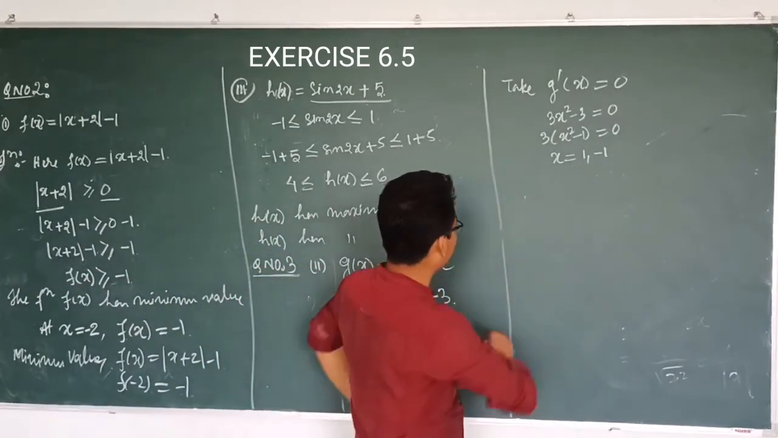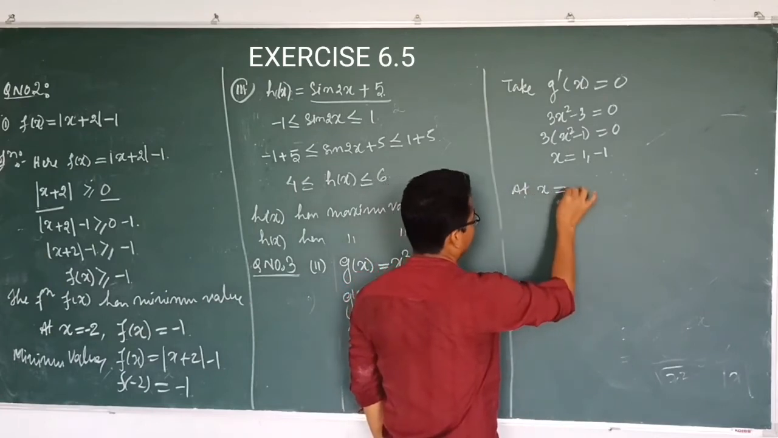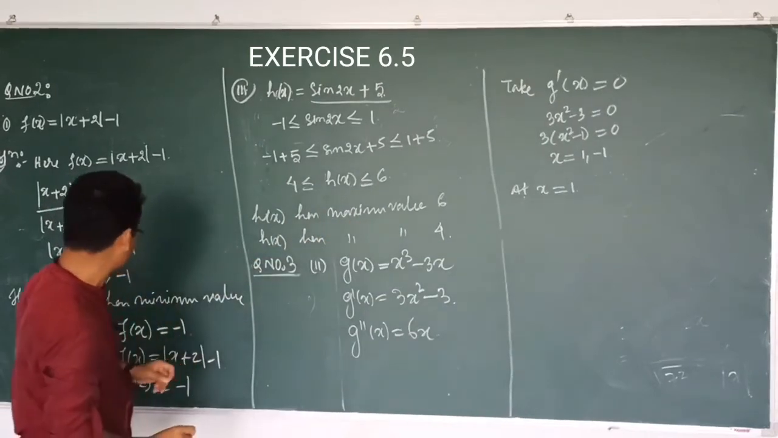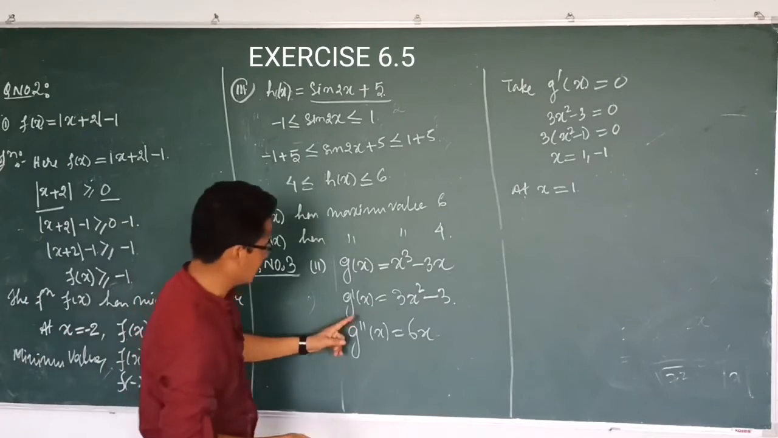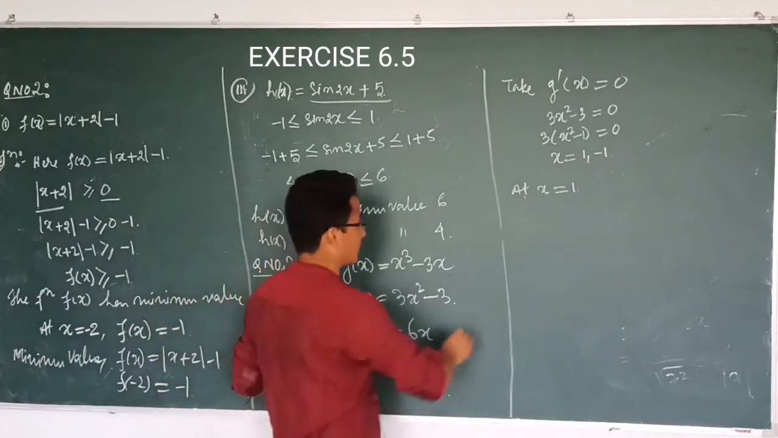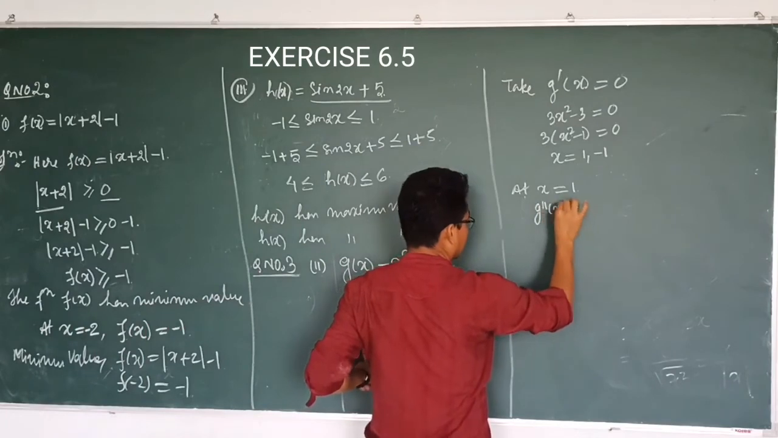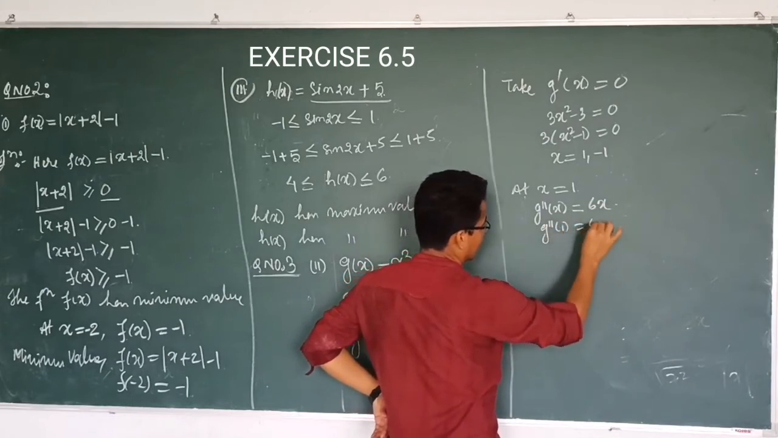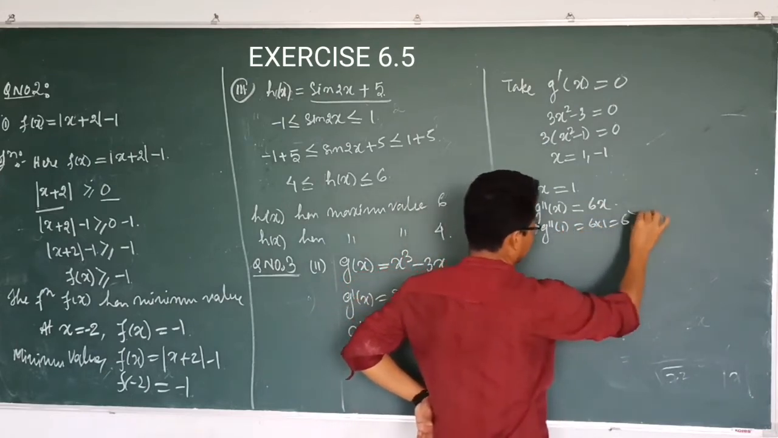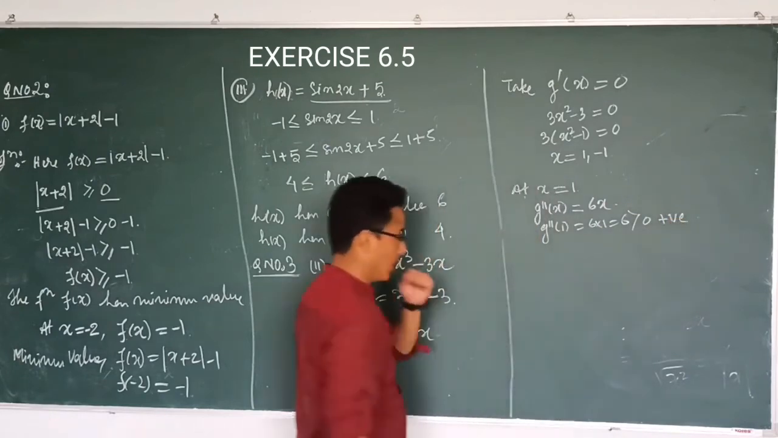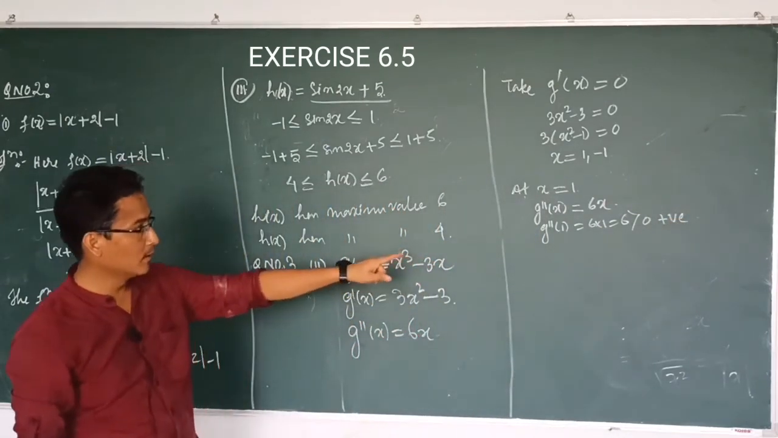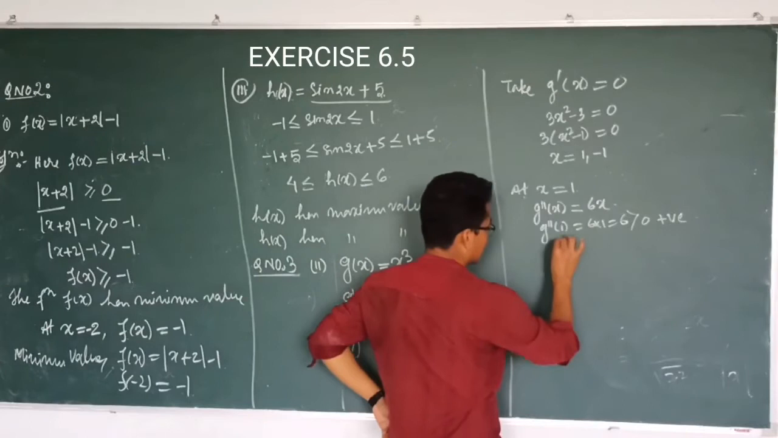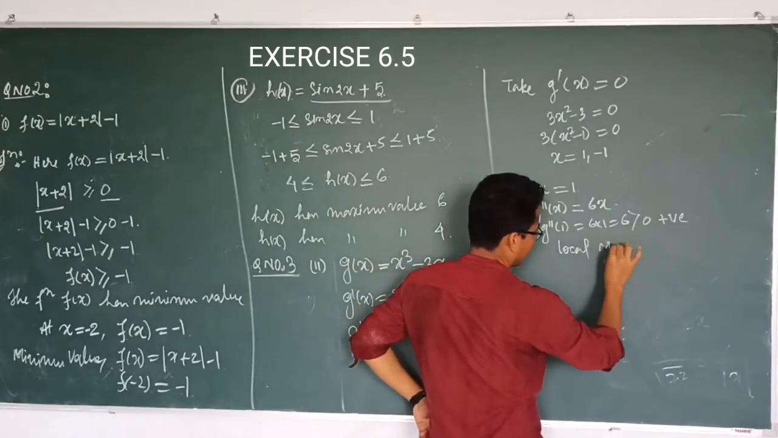So first I will take x equal to 1. Where do we put this x equal to 1? We put this x equal to 1 in g double dash x. This is g double dash x, which is equal to 6x. Therefore g double dash of 1 is 6 into 1 equal to 6, which is greater than 0. That means positive. Positive means local minima. Okay, this is local minima.